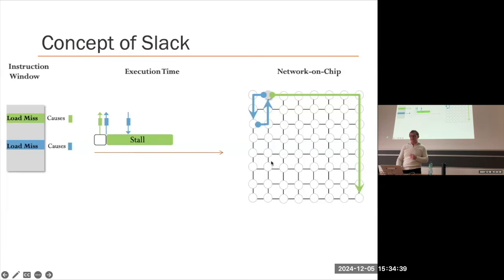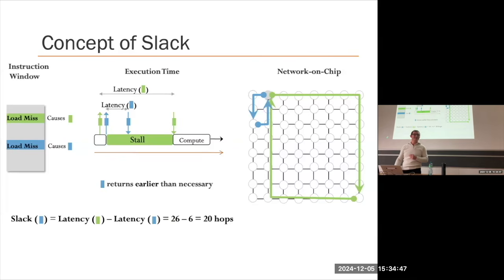And it finishes while the other cache miss is ongoing, right? So if you look at this, the blue one's latency is hidden, right? That makes sense. And you can compute its slack exactly, assuming you know all of this. So the latency of the green one minus the latency of the blue one gives you the slack of the blue one. Make sense? So you have a 20 hop latency slack. And you can delay that blue one maybe for some time.